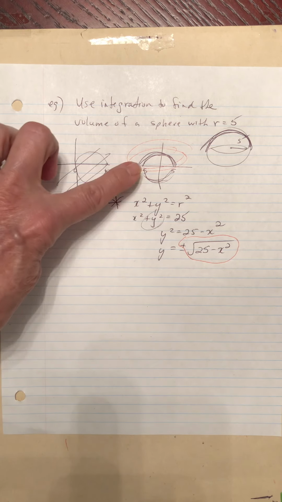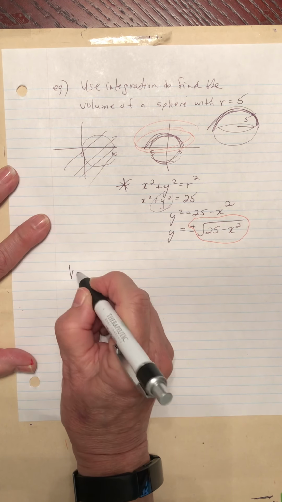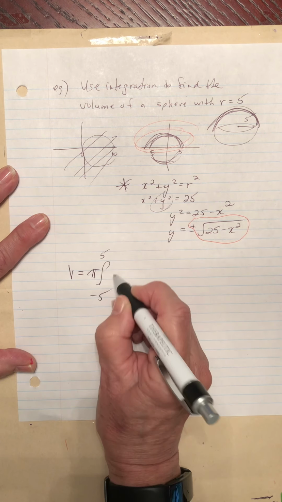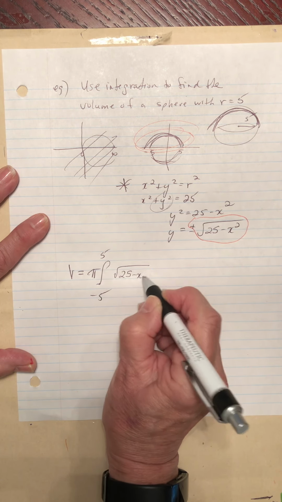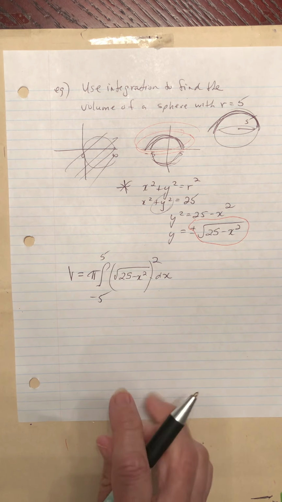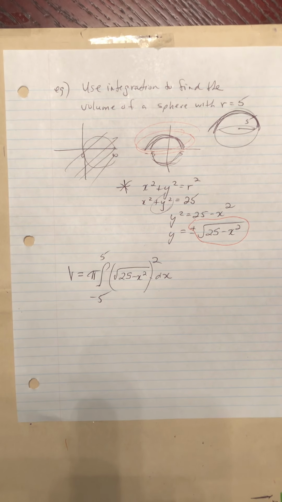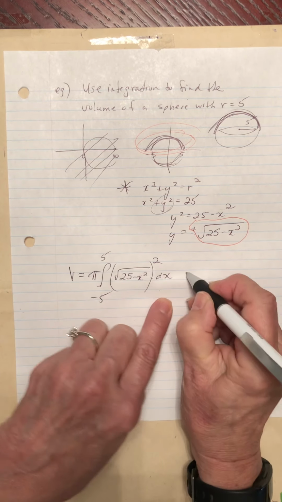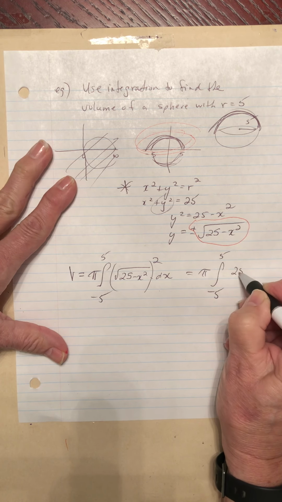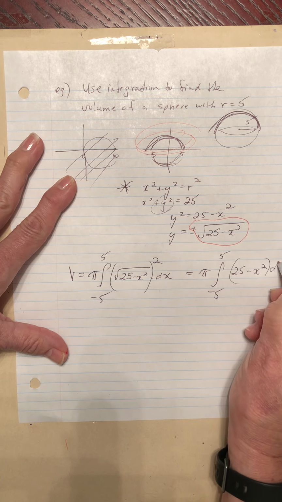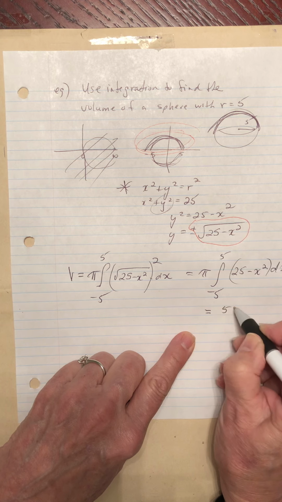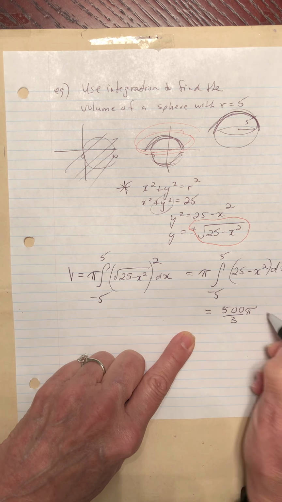Where am I going from? Negative 5 to positive 5. So to figure out volume, pi's out front, I'm going from negative 5 to positive 5, 25 minus x squared, but squared, dx. So I could go and figure this out. Squaring will just remove this root, right? So it's not looking too bad now. I'm going to integrate from negative 5 to 5, 25 minus x squared dx. That's a pretty nice integration. If I do that, I will get 500 over 3 pi cubic units.